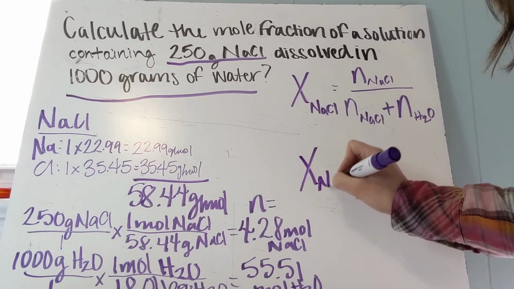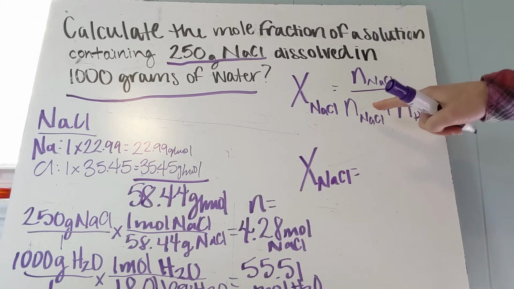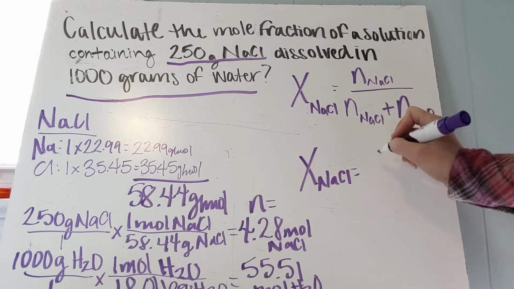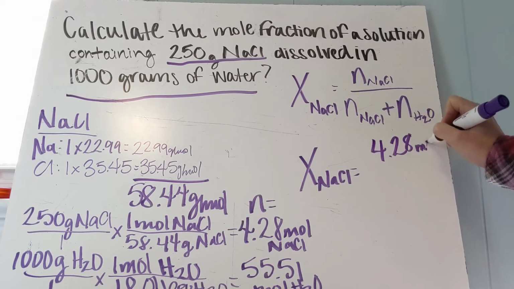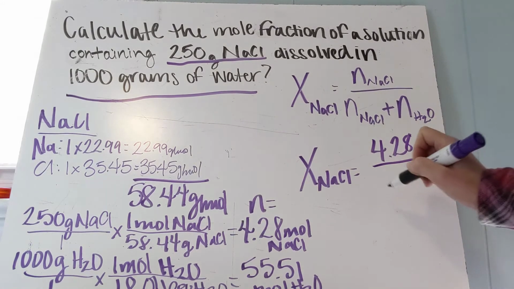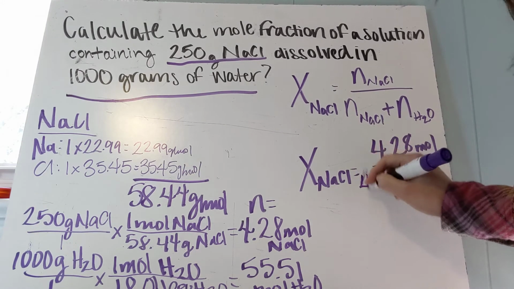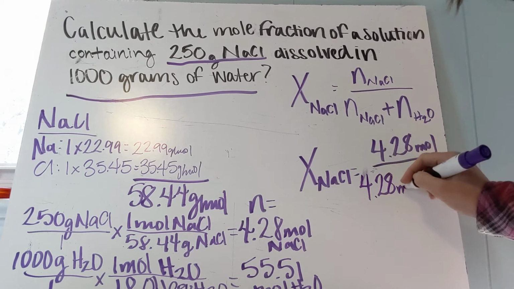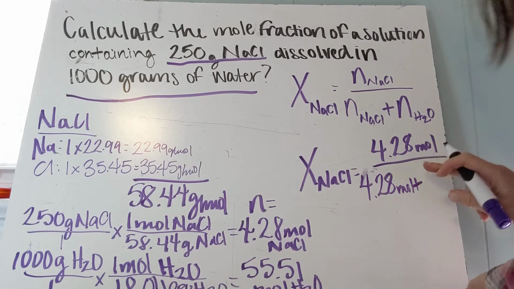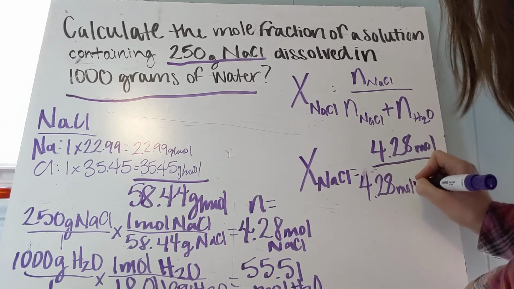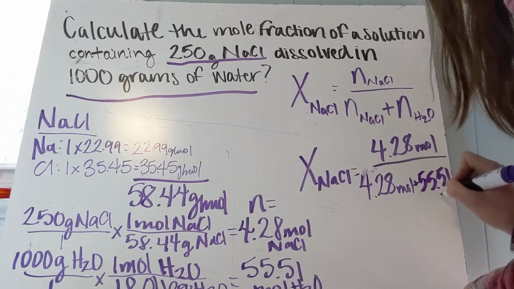So I'll have the X of NaCl is equal to, notice that the number of moles of NaCl is written twice, here and here. So I'm going to have 4.28 moles divided by 4.28 again. Told you, but I didn't do it at first. Now I'm going to add my 55.51. And this is moles.